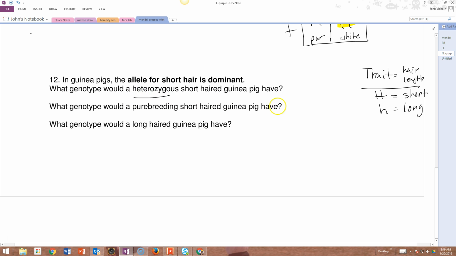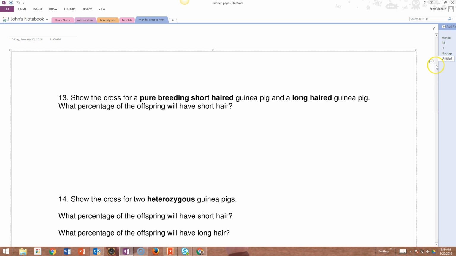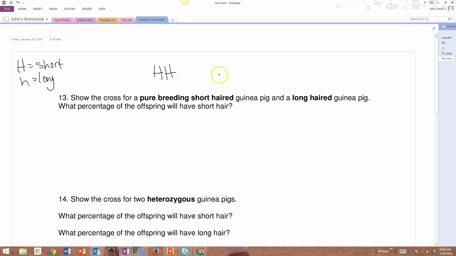The genotype for heterozygous short is just one of each. Purebred short, I've told you short is dominant, so just make sure they're both capital. And the only way you can have long is if they're both lowercase. So I've established that the capital letter is H for hair. You can use whatever letter you want. Show purebred short. If it's purebred, they're both the same for short. With a long hair. There's only one way to be long haired. What percentage will have short hair?